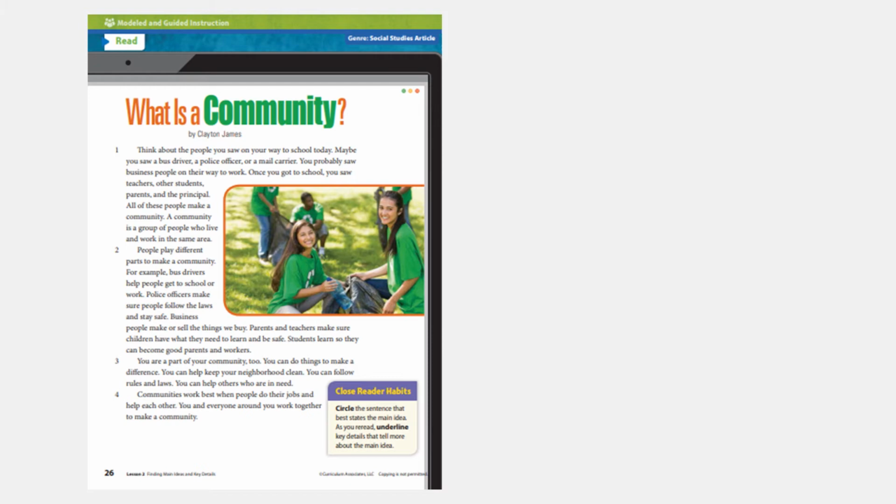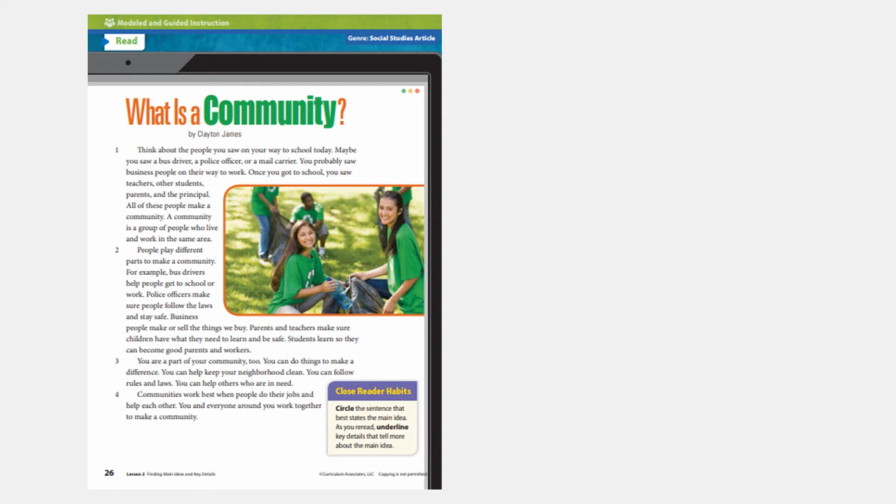Put your finger on the first word of paragraph 1. It says think, and follow along as I read. Think about people you saw on your way to school today. Maybe you saw a bus driver, a police officer, or a mail carrier. You probably saw business people on their way to work. Once you got to school, you saw teachers, other students, parents, and the principal. All of these people make a community.